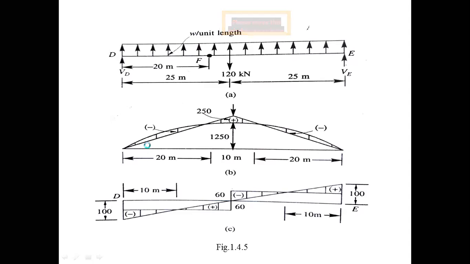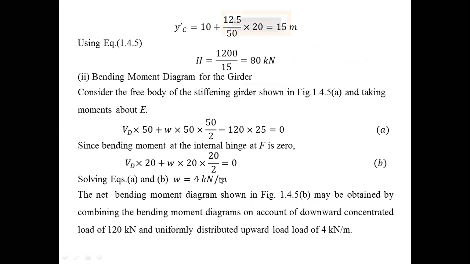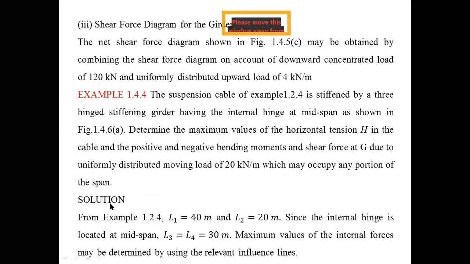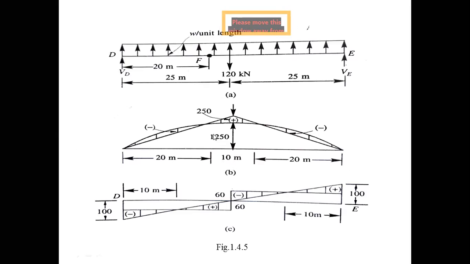So once you know W is equal to 4 kilonewton per meter, the entire beam is subjected to this load. Therefore, a simple beam subjected to uniform distributed load. What is the formula? WL square by 8. So this is the 1250. Draw the bending moment diagram because it is a uniform distributed load, like this.